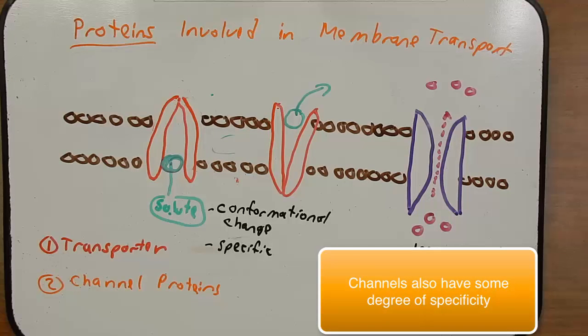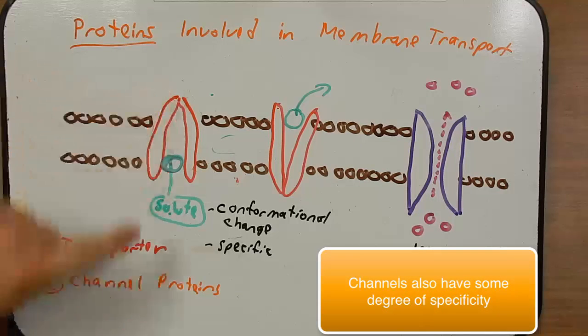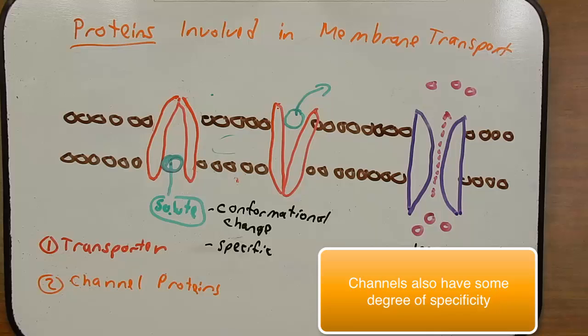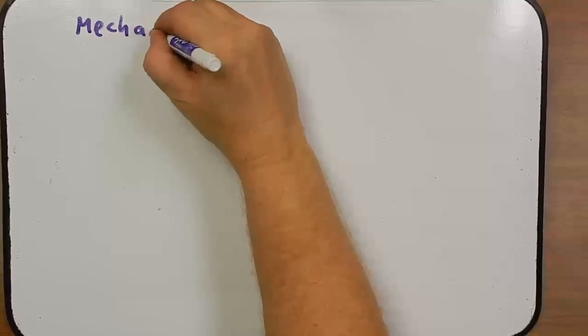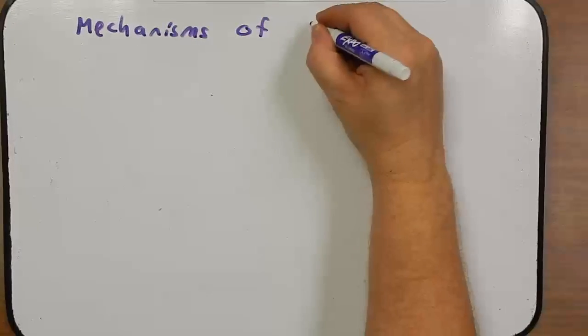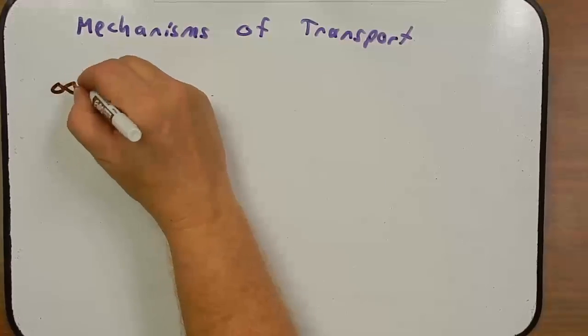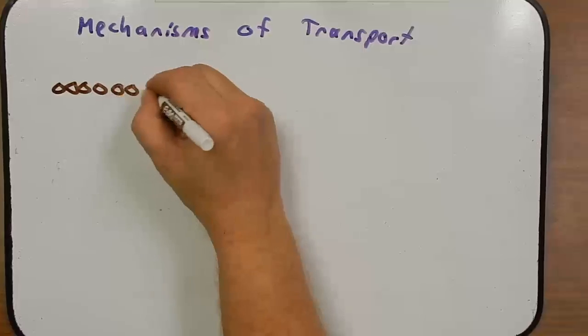Now that we understand the proteins that can be used to move solids across the membrane, I want to now talk about the different mechanisms that cells will use to move solids. Let's call this board here mechanisms of transport. So let's draw our famous membrane here.